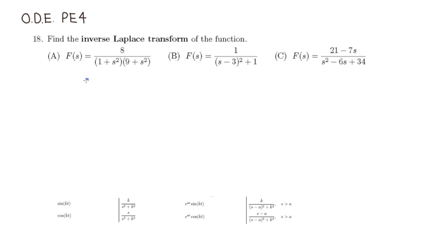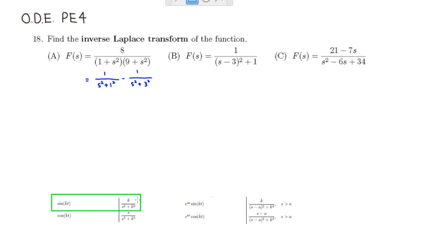And this one, you can actually decompose it into 1 over s squared plus 1, minus 1 over s squared plus 9. I'm going to write 9 as 3 squared, and 1 as 1 squared. Then you can see that this fits the form of sine of kt. So here, this is the formula.